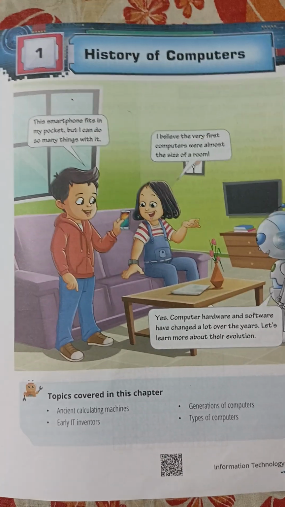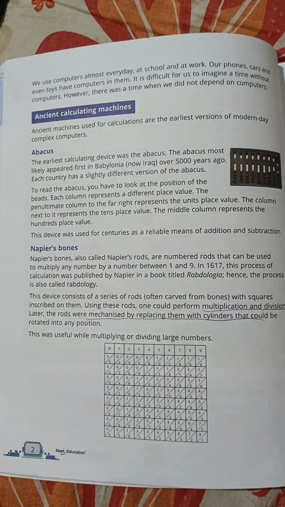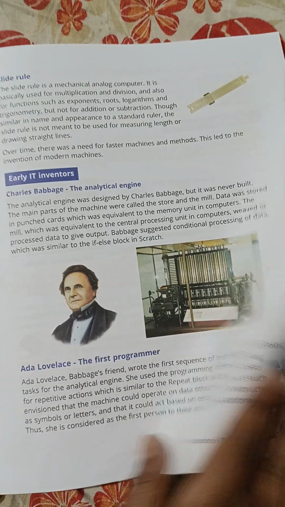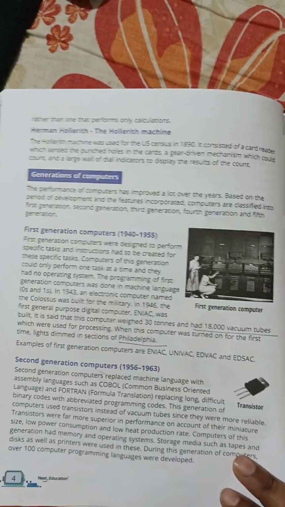In this chapter we are going to learn about the history of computers, like the abacus. The abacus was started in Babylonia, that is now Iraq, and the Napier spoons and even the slide rule. And then, who is the first lady programmer? That is Lady Ada Lovelace.